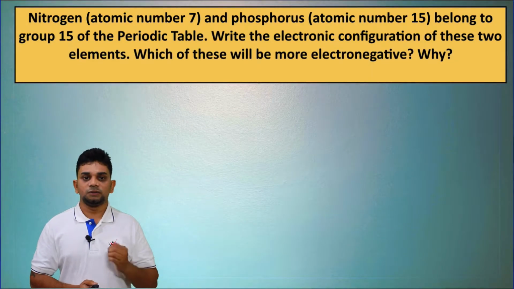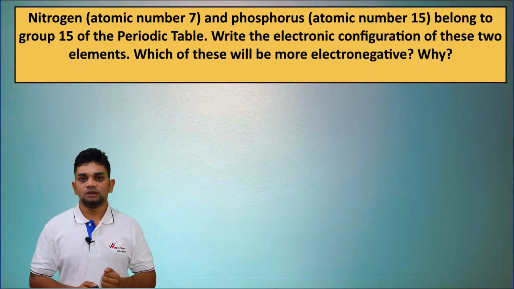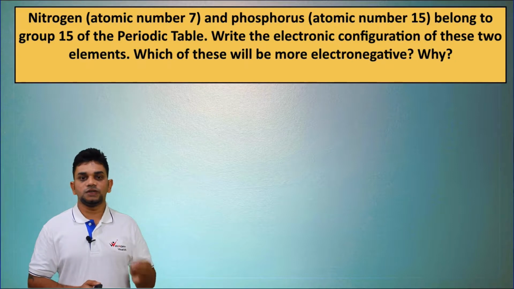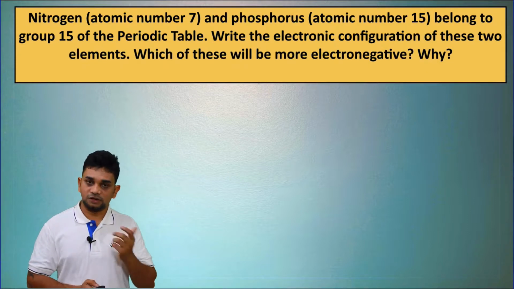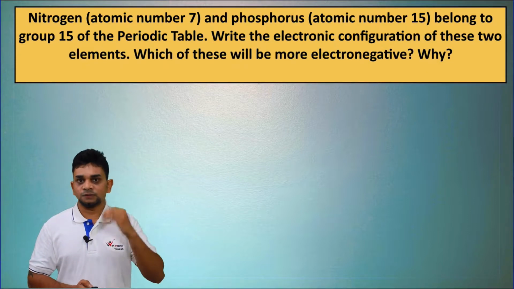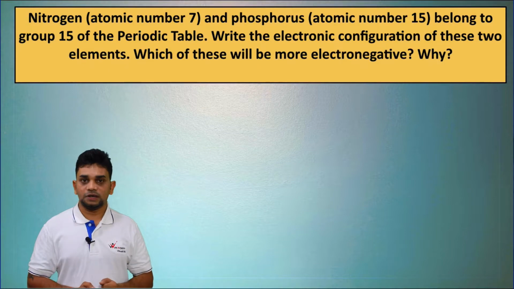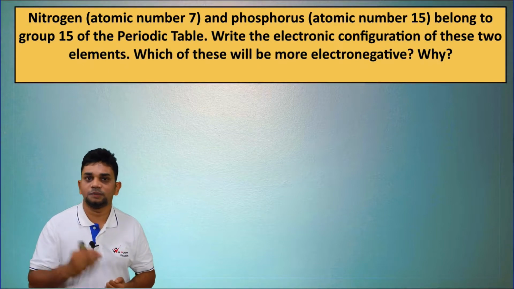Nitrogen and phosphorus belong to group 15 of the periodic table. Write the electronic configuration of these two elements. Which of these will be more electronegative? Why? Nitrogen and phosphorus. Atomic number is given in the bracket. First we can write the electronic configuration. After that we can find the group number and period number.